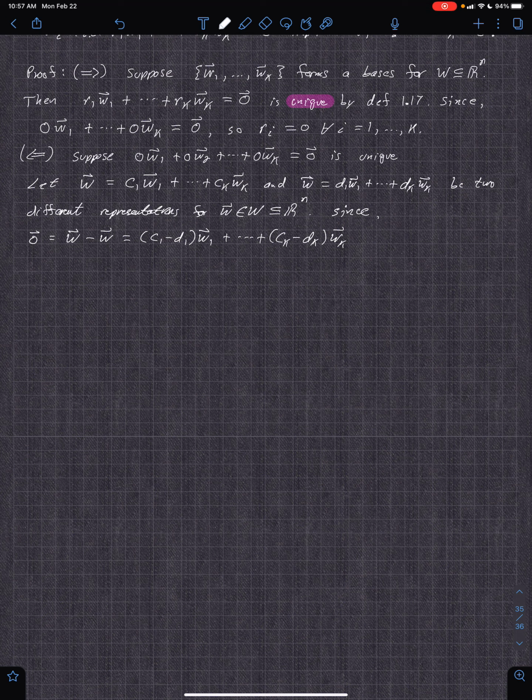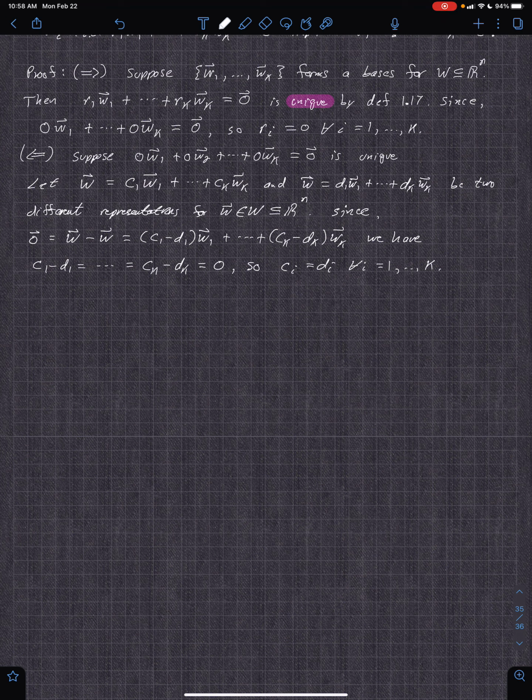So since that 0 equals all of that, we have C1 minus D1 equal to 0. Well, actually, I just kept going across, basically. Each of those are equal to 0. So C1 minus D1, etc., all the way to C sub k minus D sub k, all must equal 0. So C sub i must equal D sub i for all i, for all i equal to 1 to k.